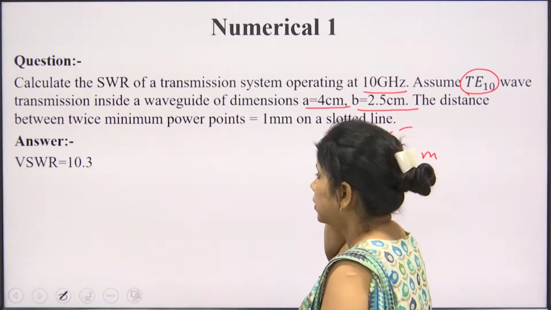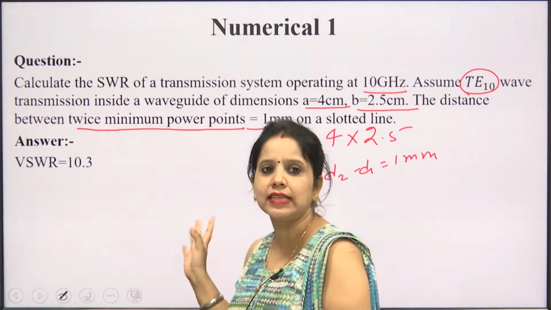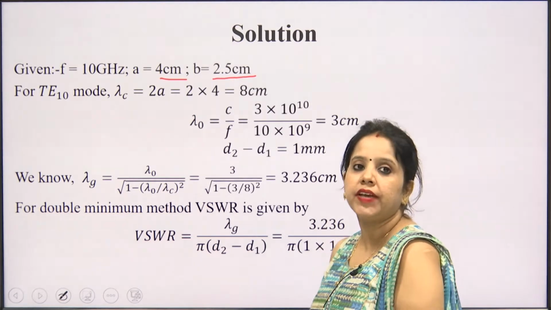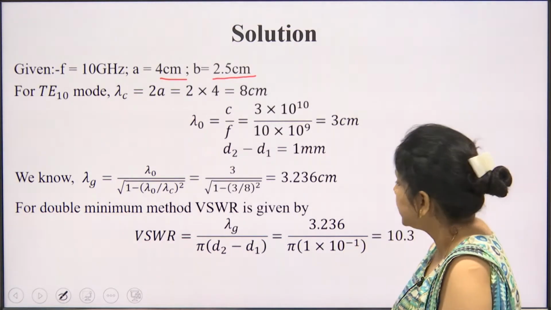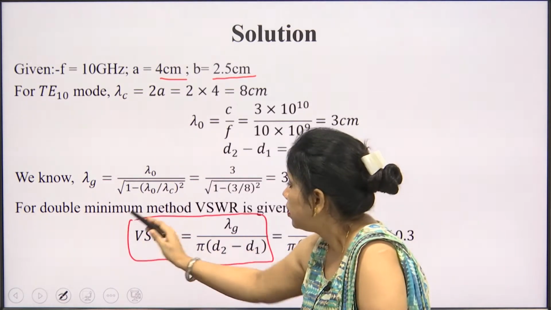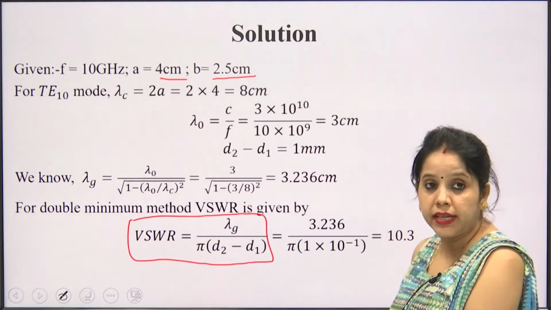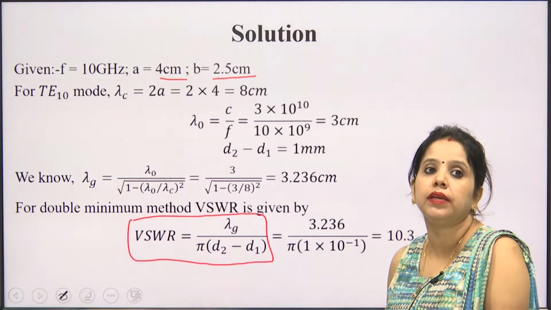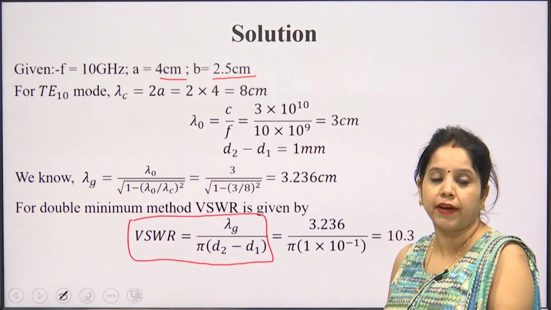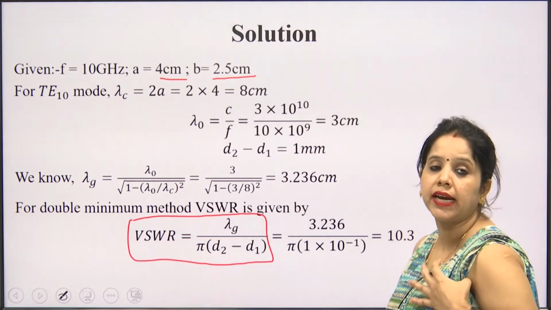So, between two minimum power points, we can easily understand as the example of a double minima method, and by the formula of the double minima method we are able to calculate the VSWR. VSWR in that case is given by the formula lambda g upon pi times d2 minus d1. As already shown, lambda g depends upon the parameters of the waveguide which is used in our bench while we are measuring the VSWR, and the d2 minus d1 value is already given, that is 1 mm.